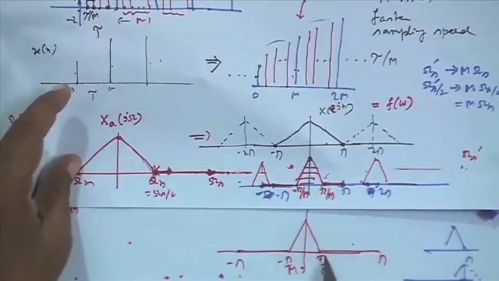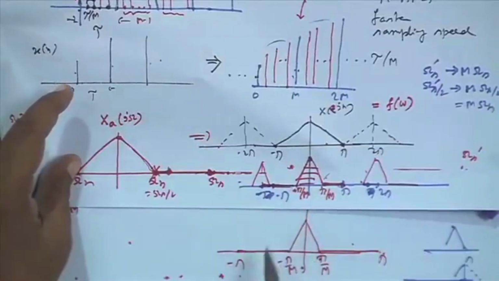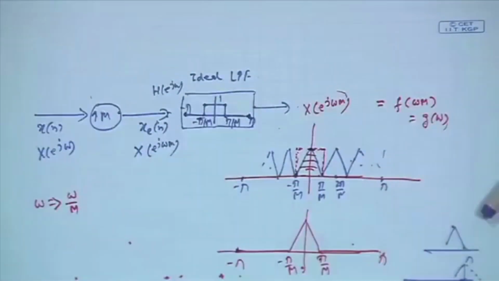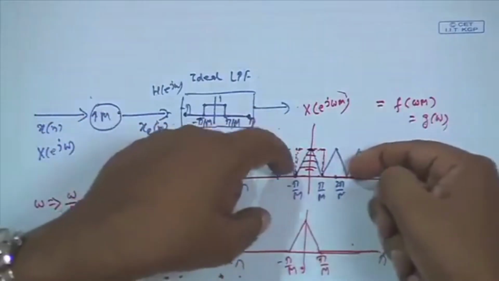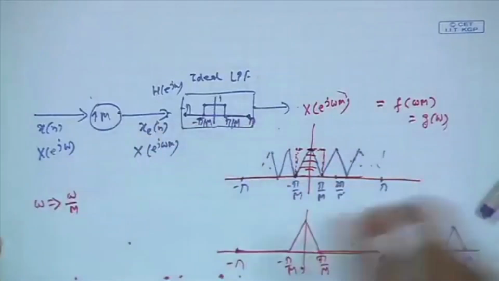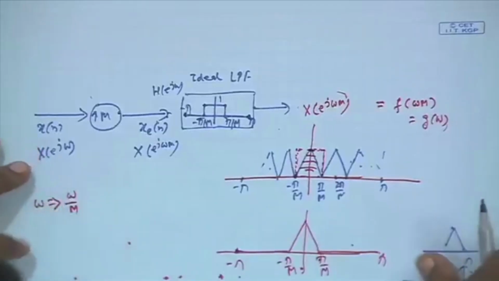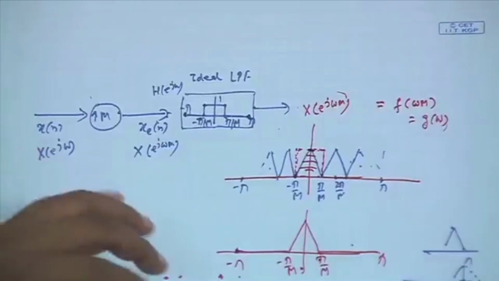Minus pi by m to pi 0, pi m to pi 0, minus pi by m to minus pi 0, and then again repetition of this. So, this is the way you can generate this interpolated sequence, provided of course you have an ideal filter. If it is not an ideal filter, then some part from right and left will filter in, and they will create some error, aliasing error and all that. So, these two are very important topics, decimation and interpolation.